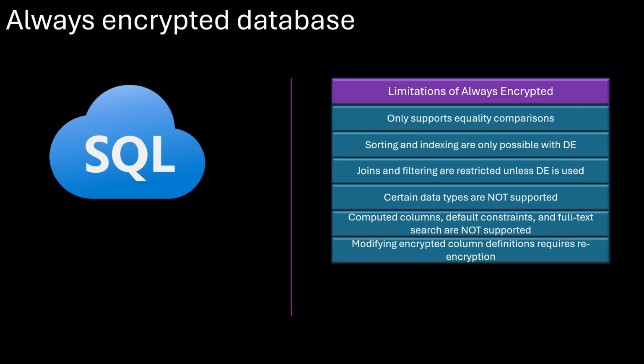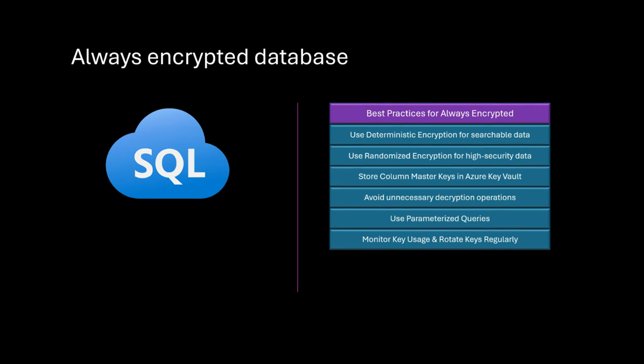Despite the greatness of the Always Encrypted feature, it has a few limitations as well. Let's unpack those limitations. It only supports equality comparison, but no range queries. Sorting and indexing are only possible with deterministic encryption. Joins and filtering are restricted unless deterministic encryption is used. Certain data types are not supported, such as XML, timestamp, text, and so on. There is a complete list of unsupported data types. Computed columns, default constraints, and full text search are not supported. And modifying encrypted column definitions requires re-encryption outside the database.